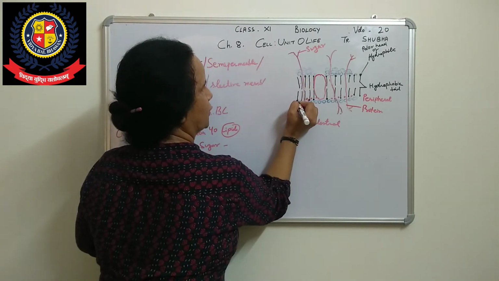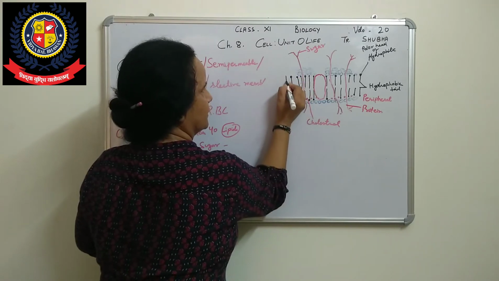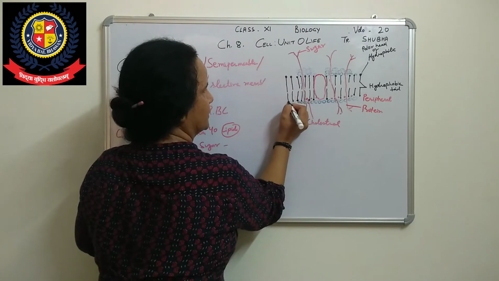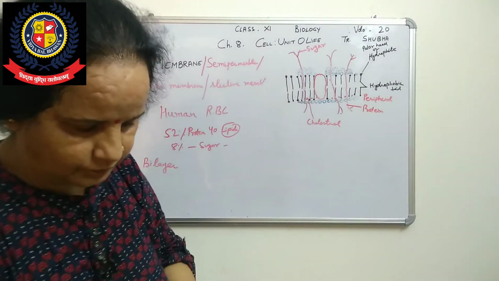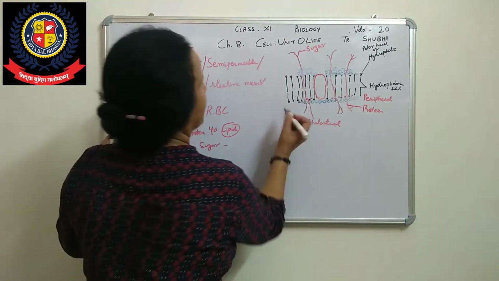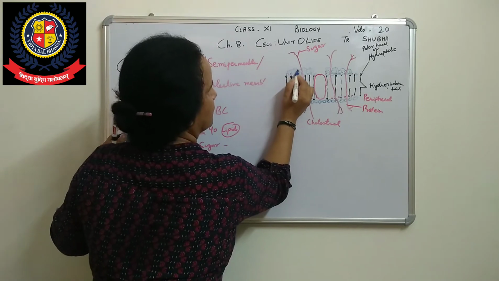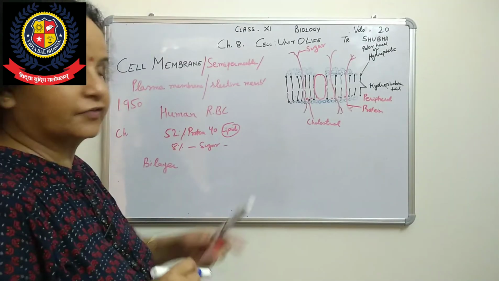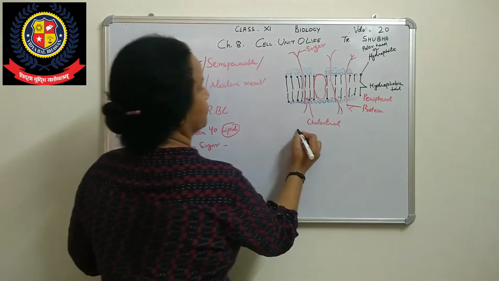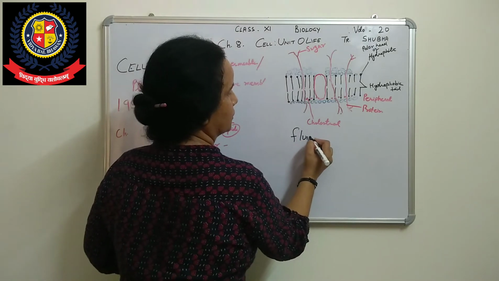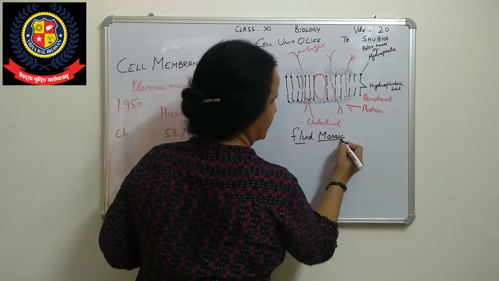By layer we have to draw the head region to the outer side. These are the cells covering. Okay, so now that structure of the cell membrane is also called the fluid mosaic structure. Right, fluid mosaic structure.